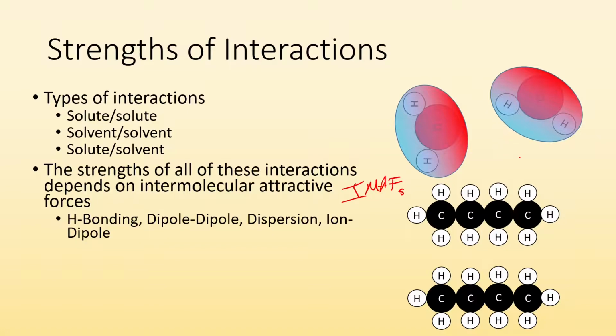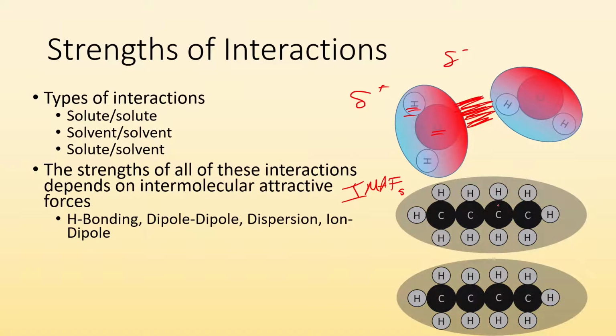If I'm taking a look at water, water is polar, and it's got hydrogen bonding. Hydrogen is bonded to either nitrogen, oxygen, or fluorine. So the strength of interaction between water molecules is pretty strong. In this butane molecule, it's nonpolar overall. We're only going to have dispersion forces. Compared to the hydrogen bonding, they're relatively weak interactions.